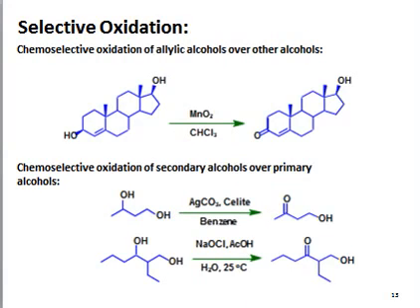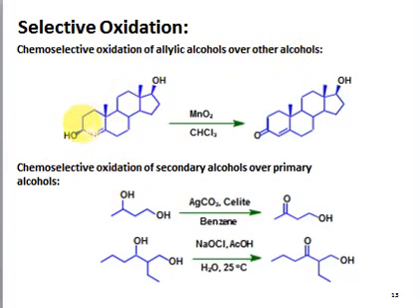Next we have an example. So far we have considered selective reduction. Now we are considering the selective oxidation process. Here we have selective oxidation of allyl alcohols over other alcohols, right?